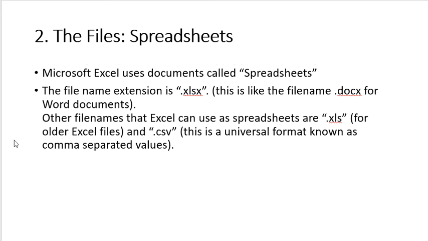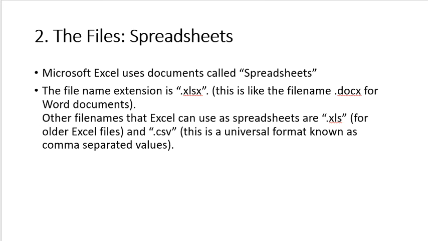So we know about Word documents, we know about Microsoft Word. Well, Microsoft Excel has something called a spreadsheet. And in the way that a Word document has .docx at the end, which is called the file extension, the file extension for Microsoft Excel is .xlsx. If you're looking at some older Excel files, the file extension is .xls. And there's also another format for using spreadsheets called CSV, .csv. That's comma separated values. It's basically a list of numbers separated by commas. And you can import that as a file in Excel in pretty much the same way as the .xlsx.